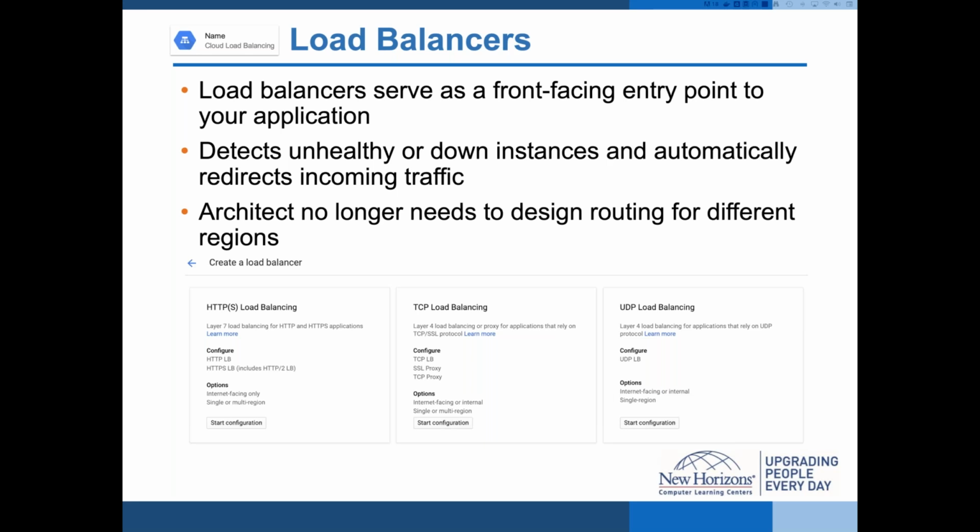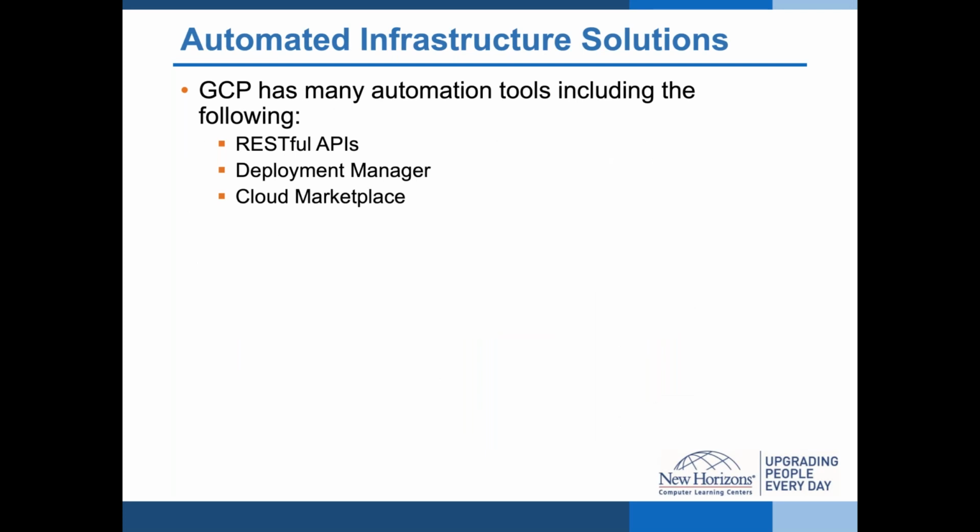All right, automated infrastructure solutions. So this is the second half. Remember we said high availability and scalability. Now automated infrastructure. GCP has a number of different automation tools, including RESTful APIs that you can use to write your own code or scripts to do things within GCP. We have something called Deployment Manager and Cloud Marketplace. And those last two, we present them as different things, but they're kind of related. So we'll see that in just a minute.